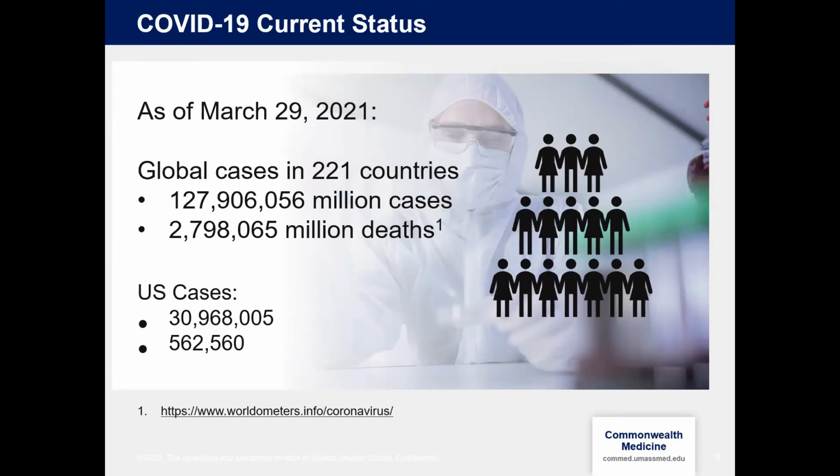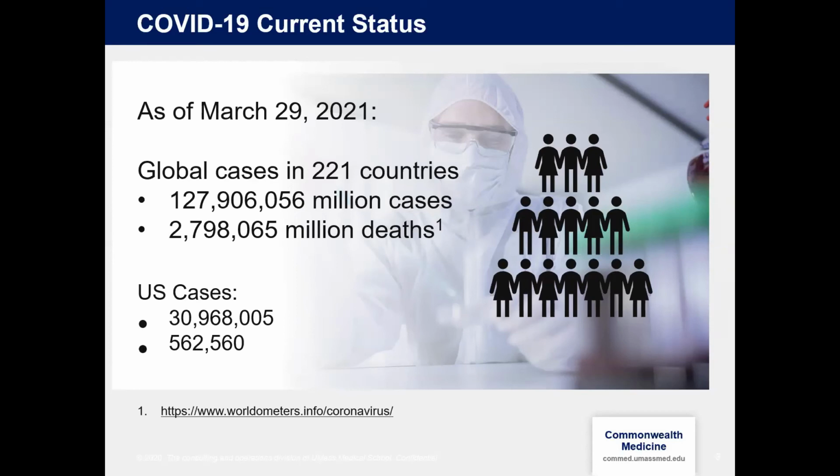So these are the current stats as of March 29th. Globally, there have been 221 countries. And when you consider that just about a year ago, we all started to learn about this, especially in the middle of March when we went into a quarantine as a nation. We now have globally 127, almost 128 million cases with 2.7, almost 2.8 million deaths. And in the US, we've had almost 31 million cases with over 560,000 deaths. And things are starting to slow down.